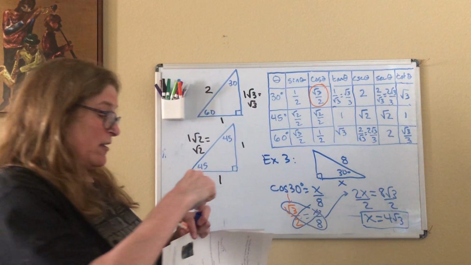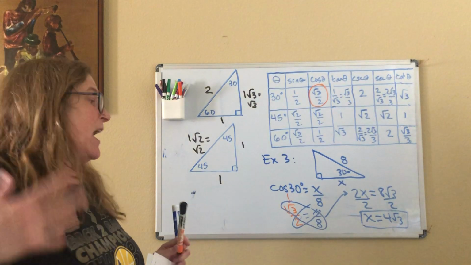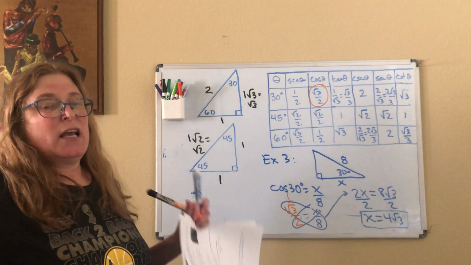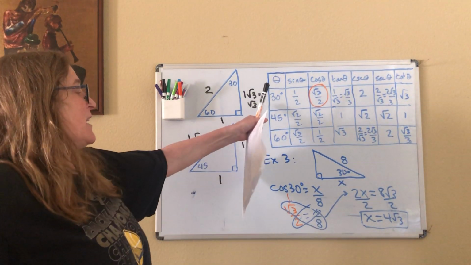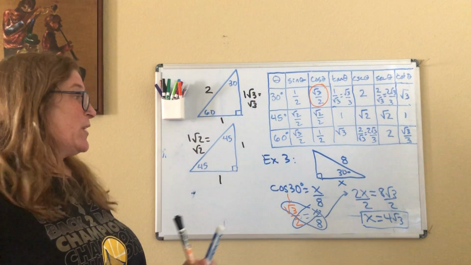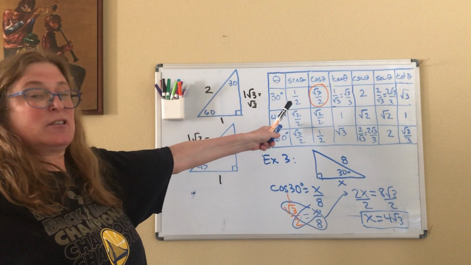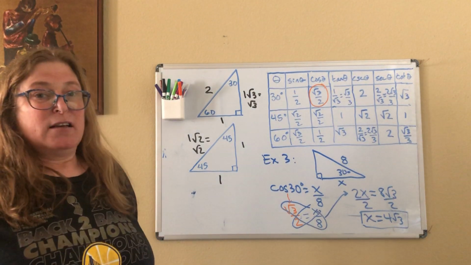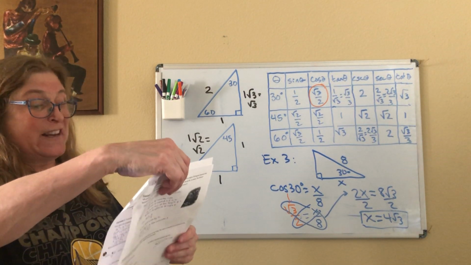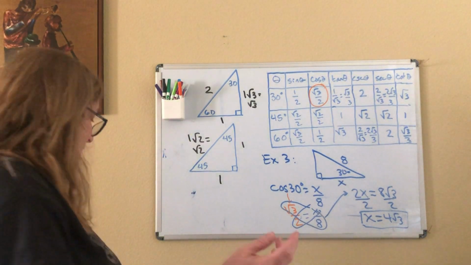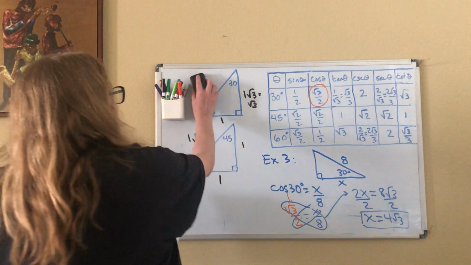That's an exact value, right? Because if I put it in a calculator, I would end up with decimals and it wouldn't be exact. So what's nice about these special right triangles is we can get exact values for missing sides. Okay, but of course, what if you can't get exact values for missing sides? Let's look at example 4.